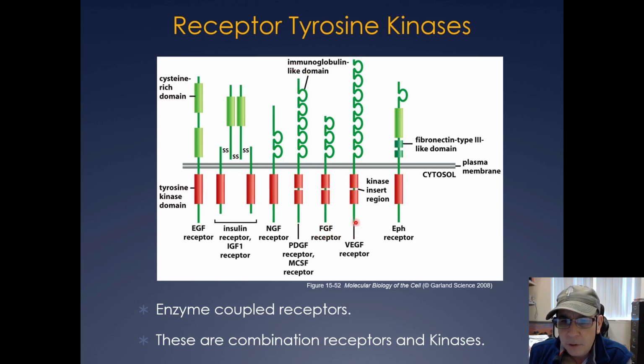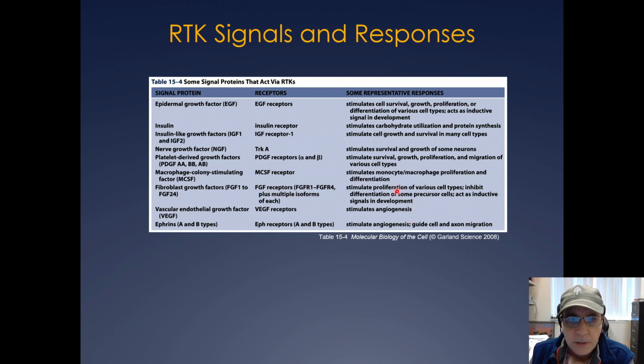VEGF, the vascular endothelial growth factor receptor, and also the EPH receptor, and the ephrin receptors, I'm sorry. So here are just examples of some of them, the different ones. You guys should know a bunch of these.